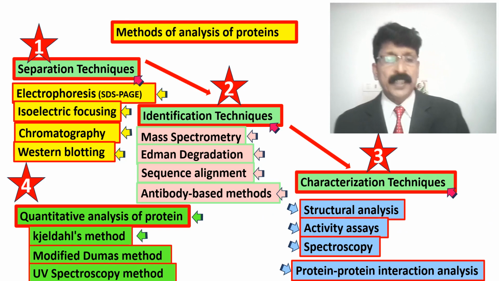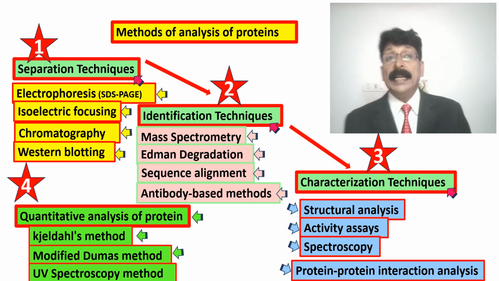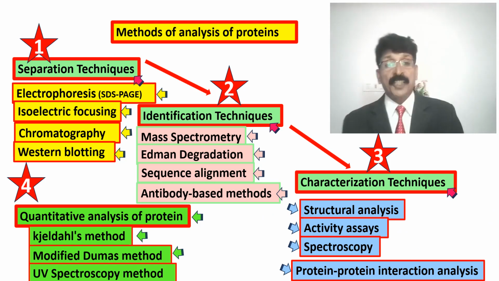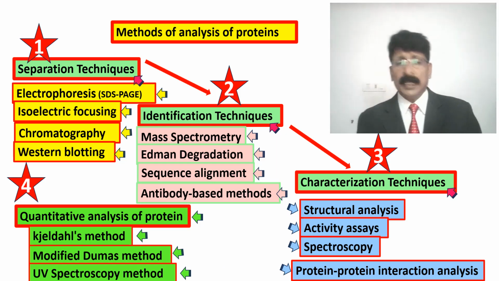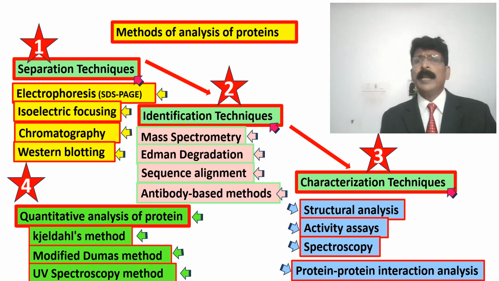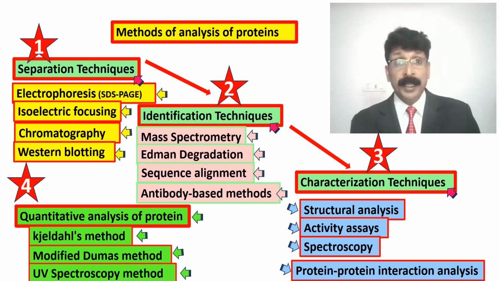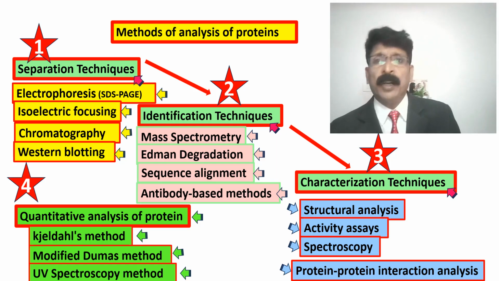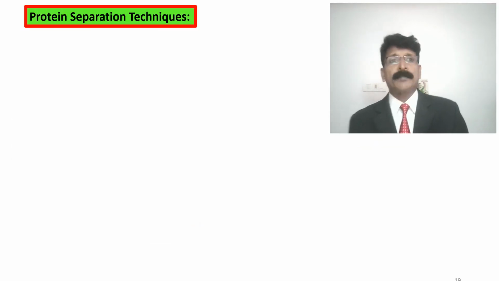Kjeldahl's method, modified Dumas method, and UV spectroscopy method. There are many others, but still the student should remember all this very clearly. You can mention point by point. It will be the right answer for analysis of protein.